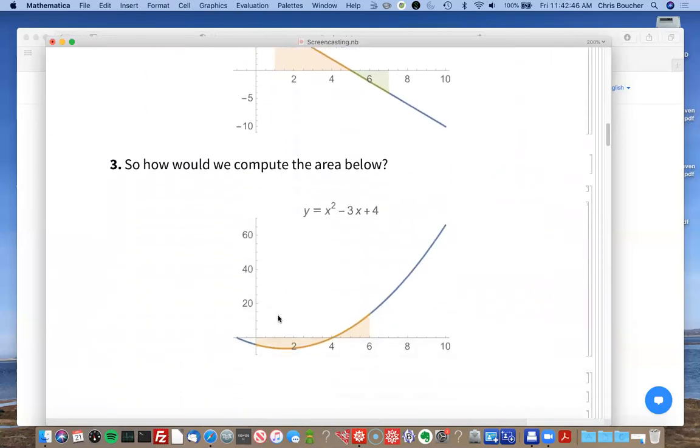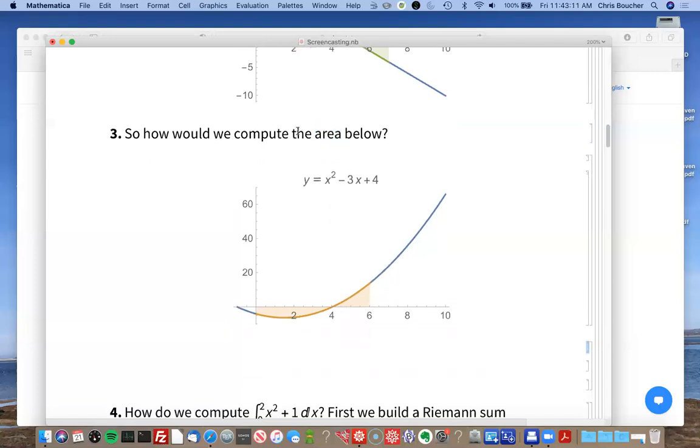Okay, so how would I compute this area that is shaded in the picture here? You see the function is y equals x squared minus 3x plus 4. Notice that the question is asking me to compute area, not net area. So I don't want to just take the integral of the function from 0 to 6, because if I did that, I would get this area over on the right minus this area on the left, and that's not going to give me the right value. Rather, what I'm going to have to do is split this up into a couple of pieces.